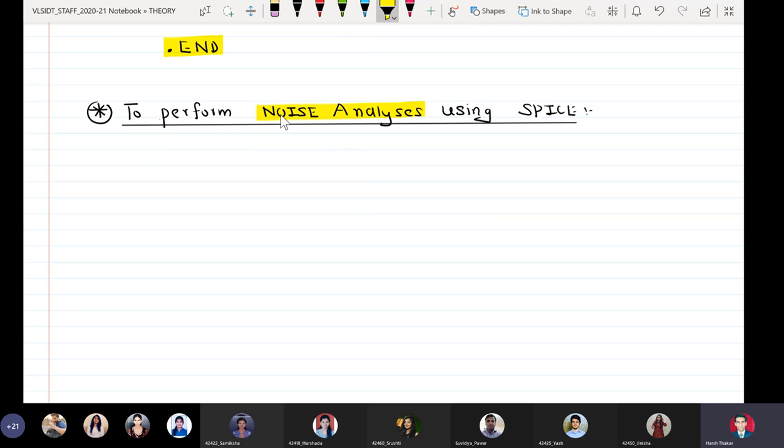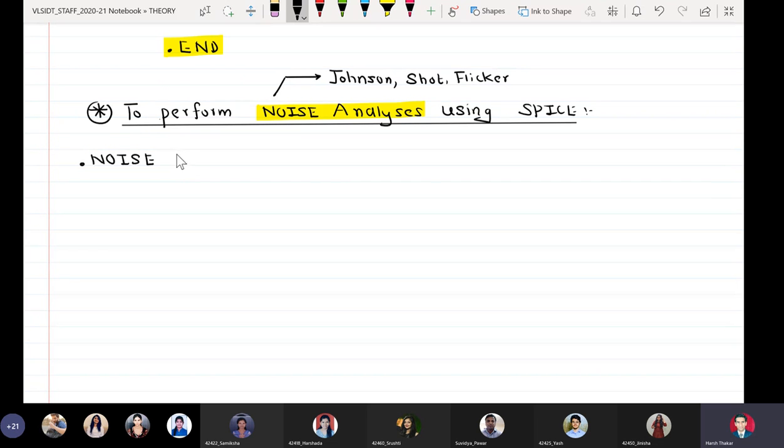For performing noise analysis, we have a predefined syntax in the language. It is like this: dot noise. It's a directive, dot noise. Understand that when I say noise analysis, the SPICE model will calculate a cumulative effect of three kinds of noises: Johnson's noise, shot noise, and flicker noise. That is what the literature says.